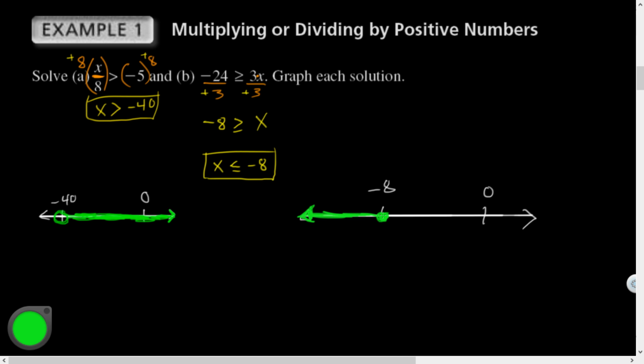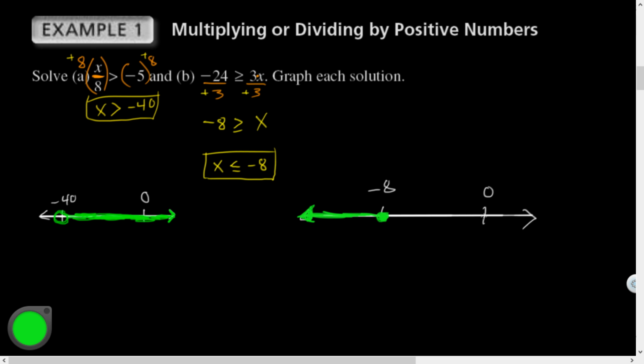All right. And if I was to check a solution here, zero is in the solution set of infinitely many solutions. Does 0 work up here? 0 divided by 8 is 0. Is 0 bigger than -5? True. Over here, 0 is not in the solution set.